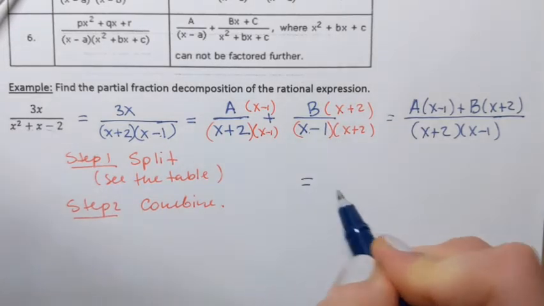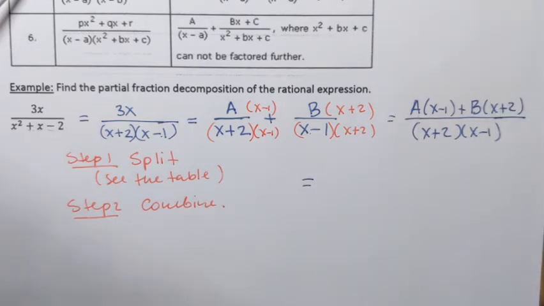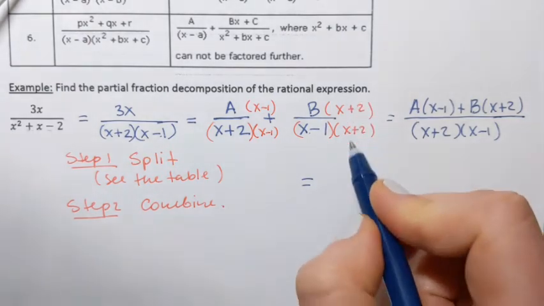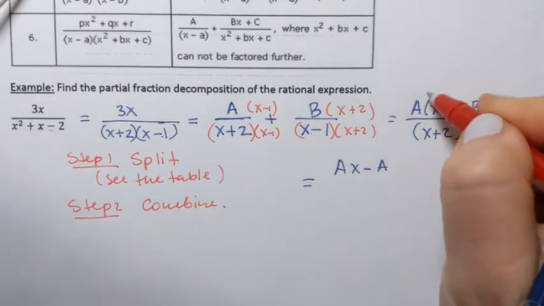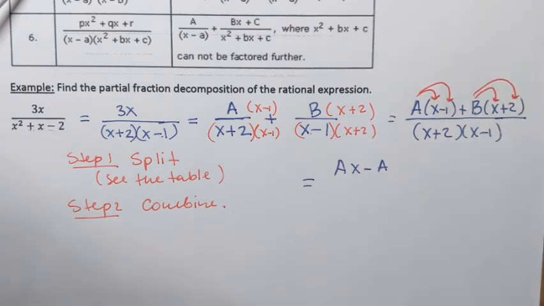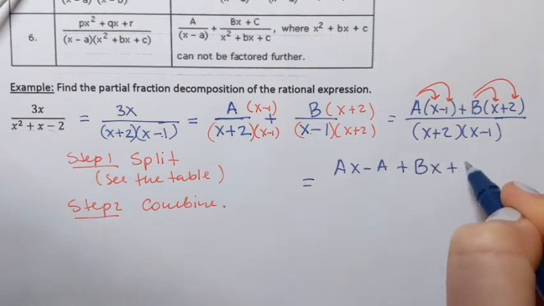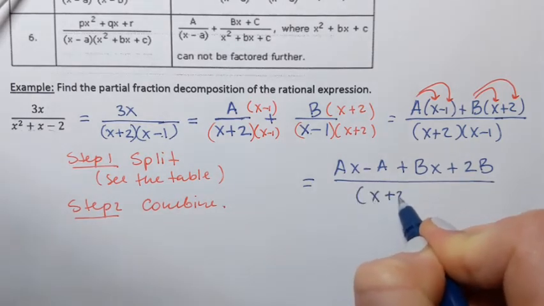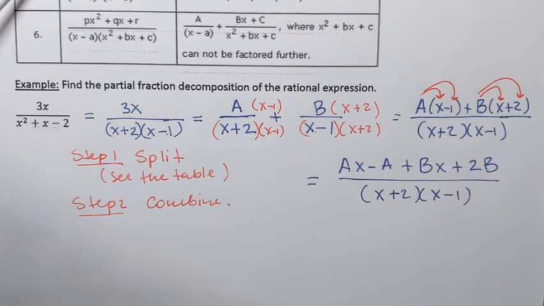Well, I'll continue to simplify. What it means to simplify is the same thing that we had with numbers. We have to distribute a, we have to distribute b. So it's ax minus a, right? I'm distributing. And then distributing b, plus bx plus 2b. Over x plus 2 times x minus 1.